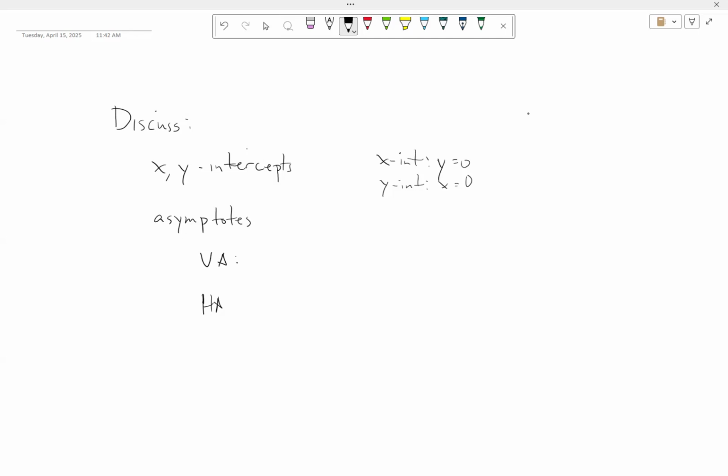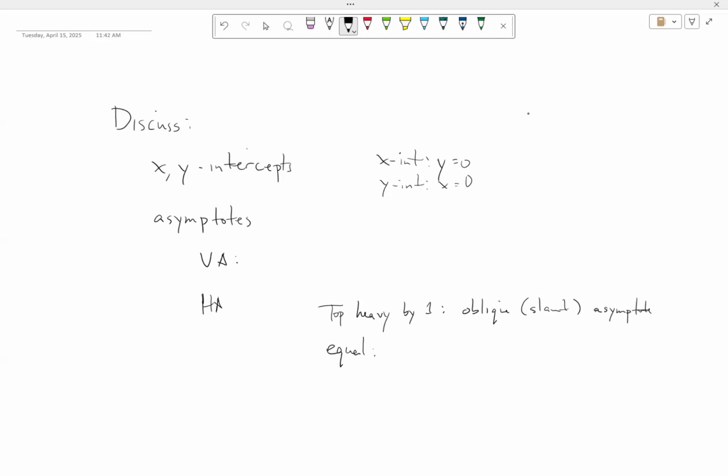Top heavy by one, that's oblique or slant asymptote. But if it's top heavy by more than one, that's what we saw, like the curve. Yeah, exactly. By 1 degree. Okay. If they're equal, then it has what kind of asymptote?